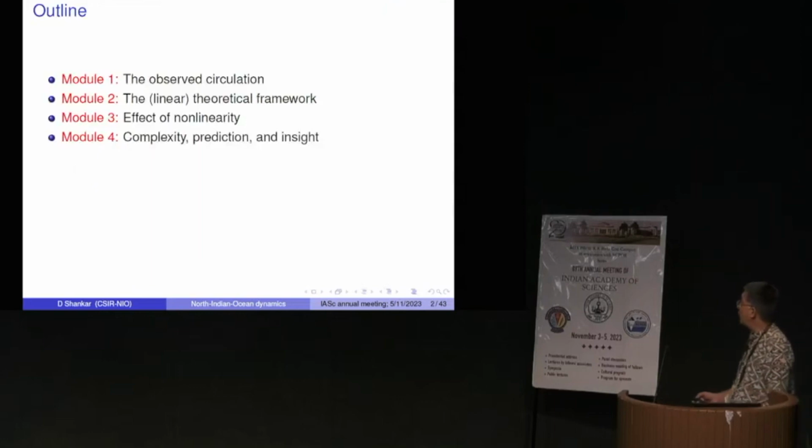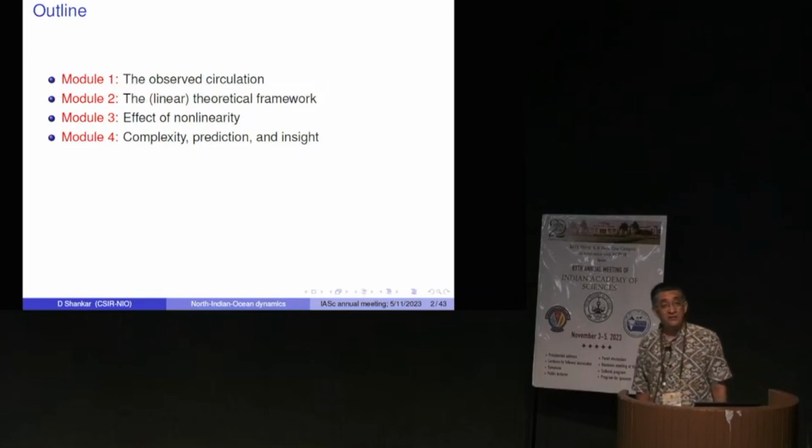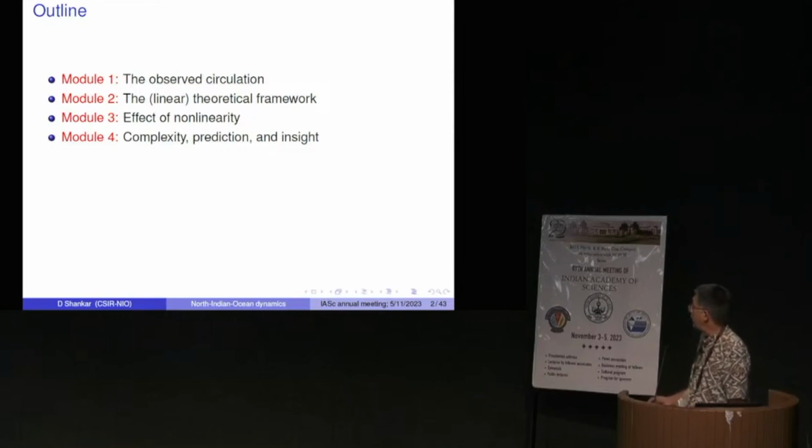So it's broken into 4 modules. In the first one, I look at the observed circulation and the theoretical explanation for the global circulation, not the North Indian Ocean. Module 2 looks at the largely linear theoretical framework we have used to explain what we see in the North Indian Ocean. Module 3 looks at the effects of nonlinearity, and Module 4 looks at the implications for prediction and insight, both of which are of interest.